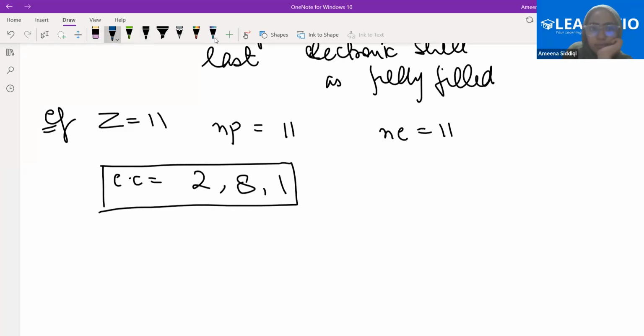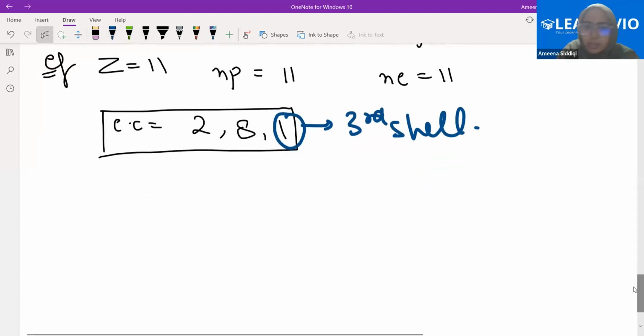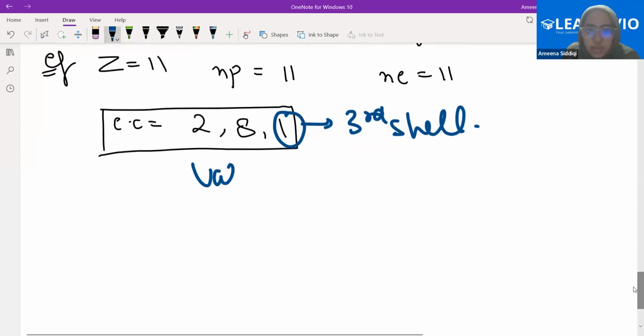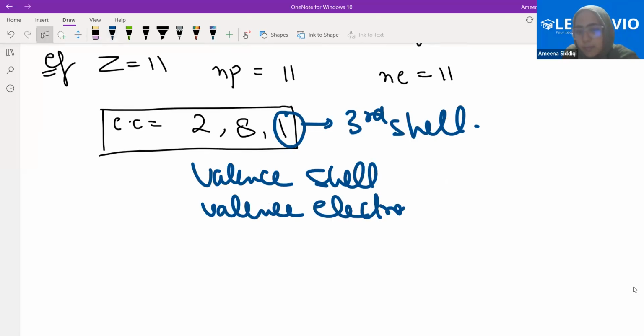Now, can you tell me which is the last shell for this atom? This is the third shell, right? Yeah, third shell is the last shell. And I will use two very important terms here: the valence shell and the valence electrons. What is a valence shell? No idea. The last shell.